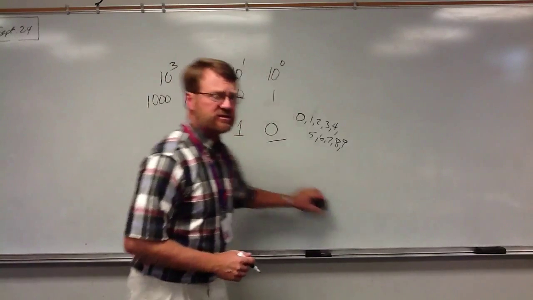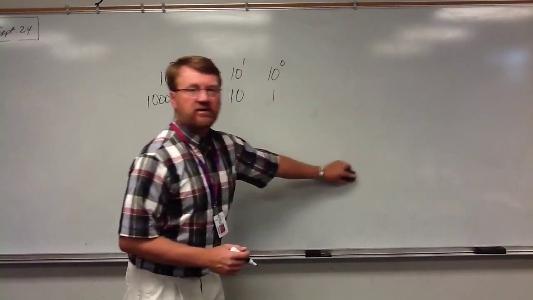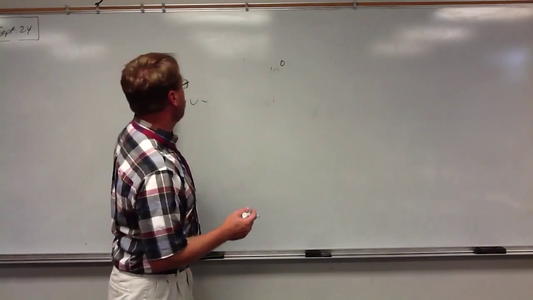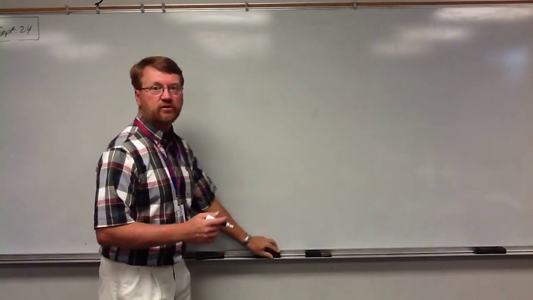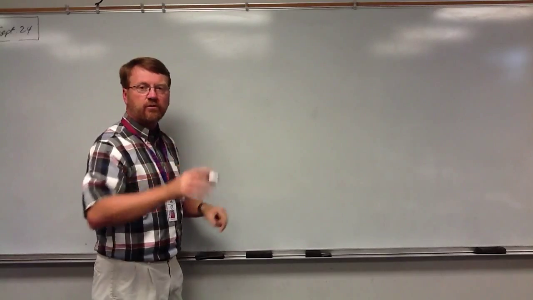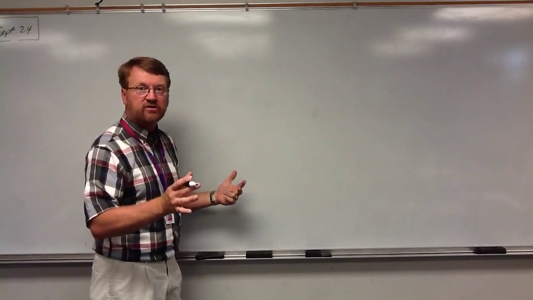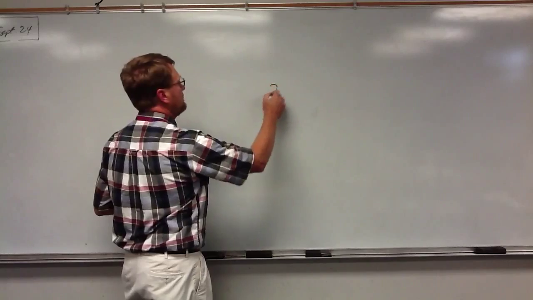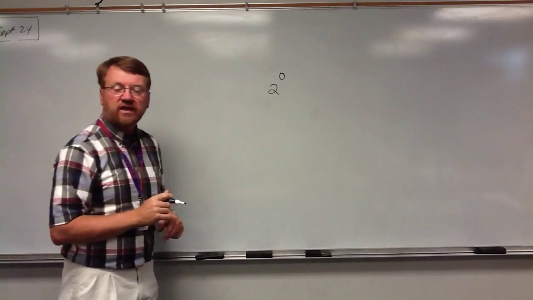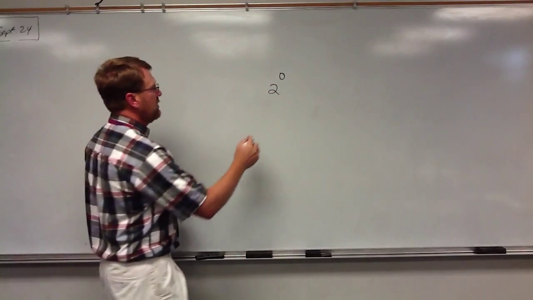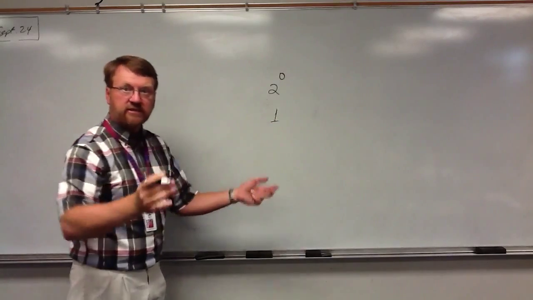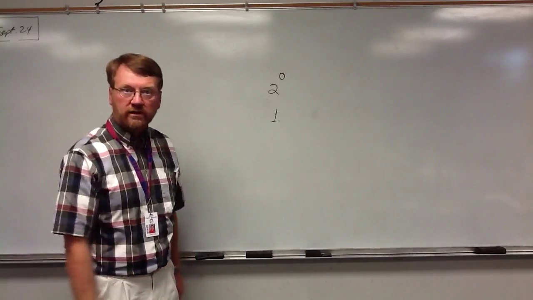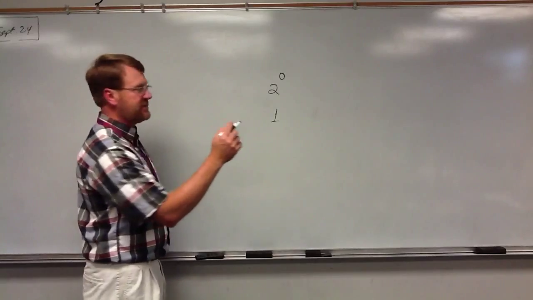Well, base 2 works the same way. Instead of base 10, we have powers of 2. Kind of rattles your mind. By the way, computers use this all the time. Base 2, binary code. Instead of 10 to the 0, we have 2 to the 0, which is still the ones place. Any number to the 0 power is 1, except 0 to the 0.